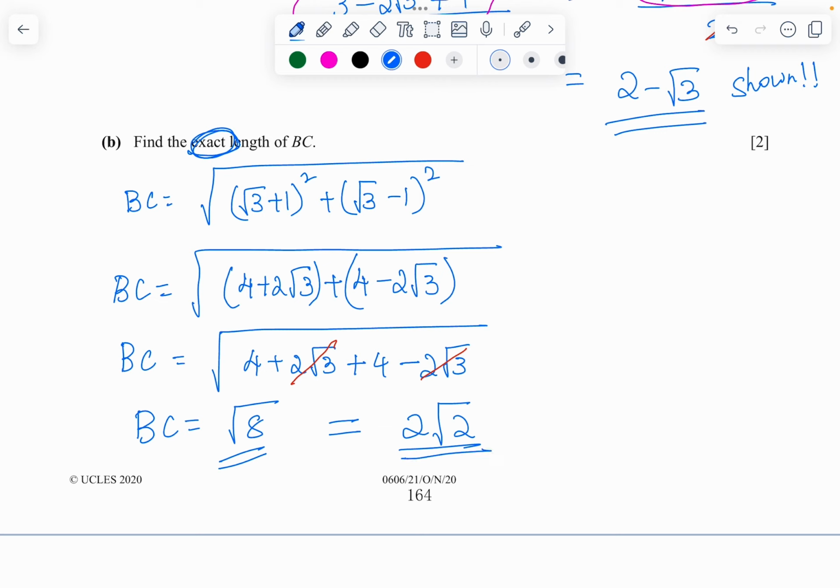Don't write it to 3 significant figures because they said it's an exact value. So this must be our final answer.